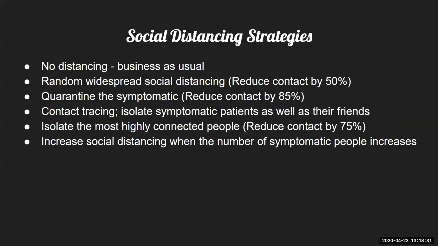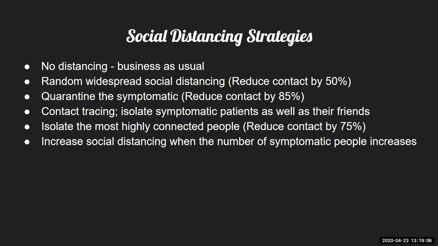So we considered 6 different social distancing strategies. The first one is you just don't distance, and so it's business as usual. And then the second one was random widespread social distancing. So in some sense, you don't pick the specific edges or nodes, you just randomly reduce the number of edges by 50%. You can quarantine the symptomatic, so you figure out who's infected and then reduce their contact by 85%.